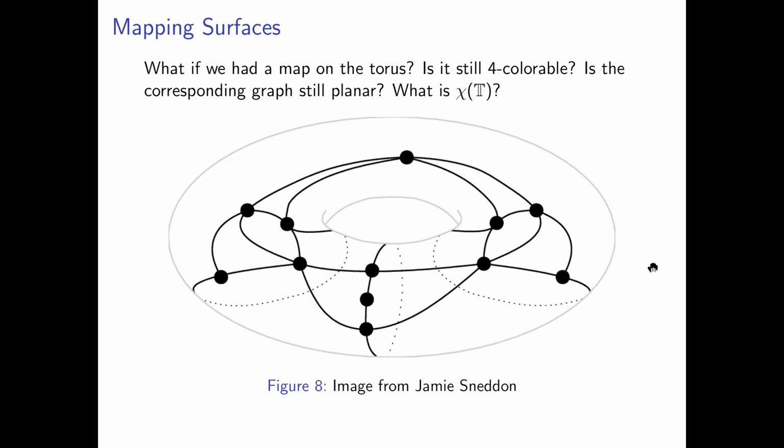Probably not. Is it still 4-colorable? I don't really know, right? I mean, that's a question. Can we draw a map on the torus, excuse me, can I draw a map on the torus so that the graph of that map will not be four colorable?